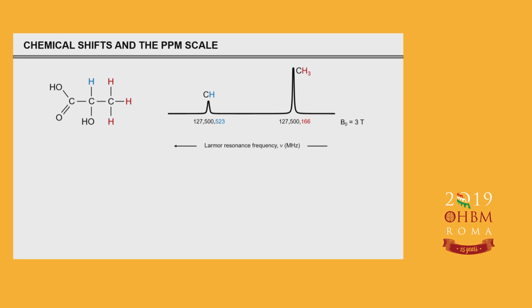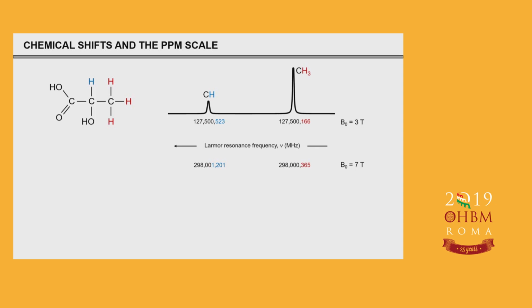Now, this would be the spectrum that you get at 3 Tesla. It's around 127.5 megahertz, plus or minus a little bit. The big numbers, that's not very easy to talk about. And it gets even worse if you do the same experiment at 7 Tesla. You're going to get the same spectrum, but now the numbers are 298 megahertz, plus or minus a little bit.